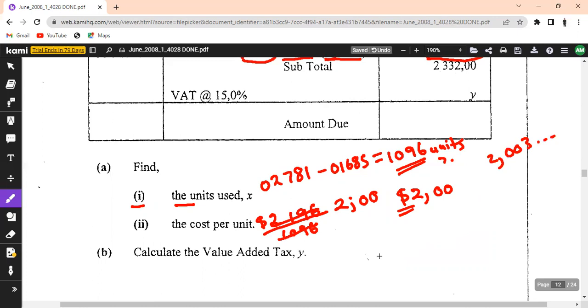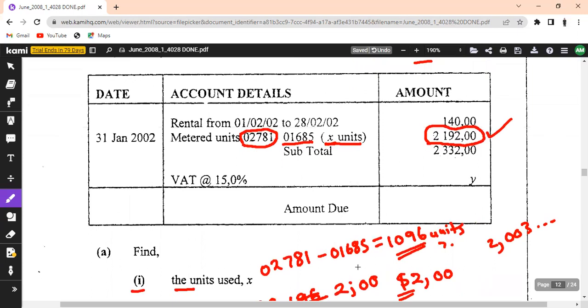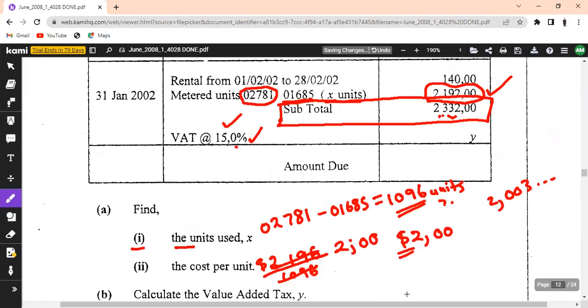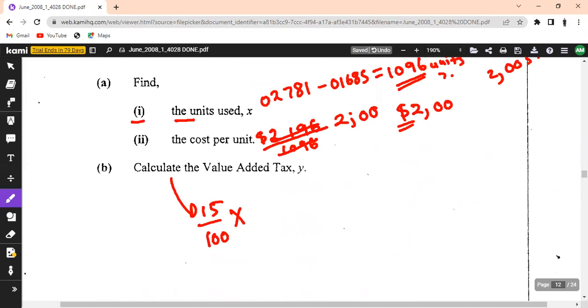Then the VAT here, which is the value added tax, which is Y here. So value added tax is at 15%. So it's 15% of the subtotal. Remember, guys, I told you that it is 15% of this subtotal here. That is where your VAT applies. So it's 15% of this subtotal, which is 15 over 100 times the total, which is $2,332. So you're going to obtain the VAT, which is Y.